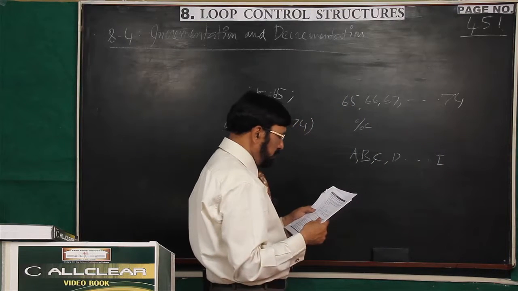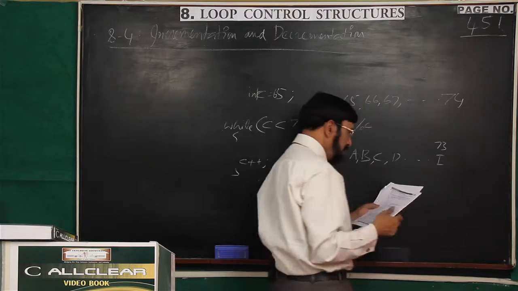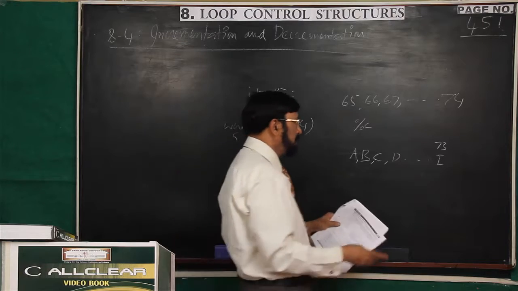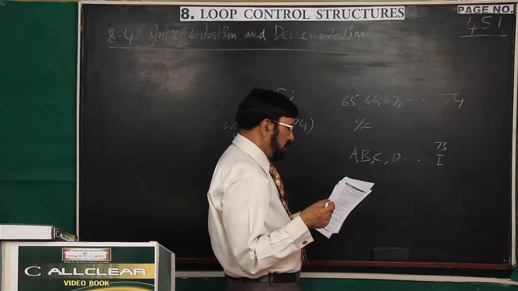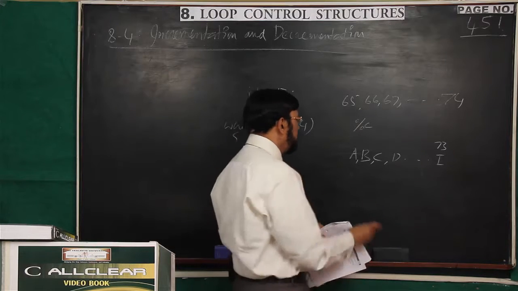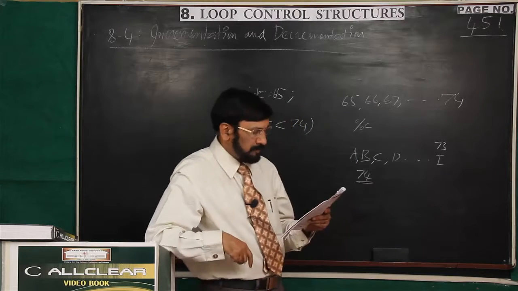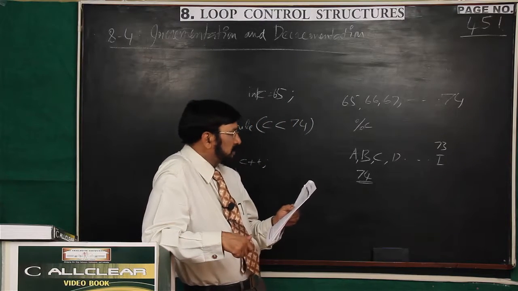Up to 73, I is 73. Less than 74 you have written. After I is printed, what happens? The control goes to the 12th line. Then it becomes 74. And then c goes to the 9th line again for testing.